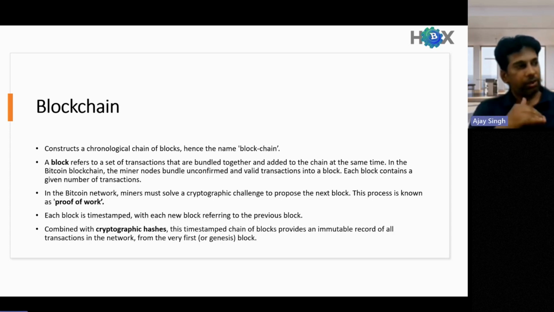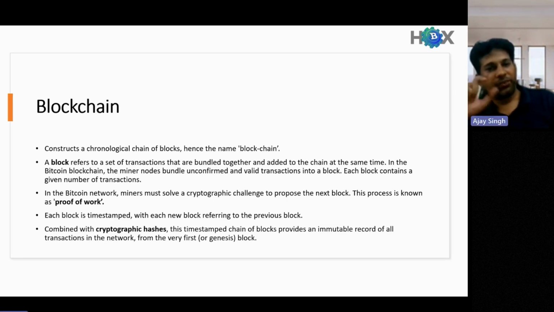So this chronological chain which gets formed has a special construct in which the formation happens. First, the information or transactions are clubbed. That clubbing is called a block, and then they are chained. Then chaining happens, so that is why it is a blockchain. So a block refers to a set of transactions that are bundled together and added to the chain at the same time.